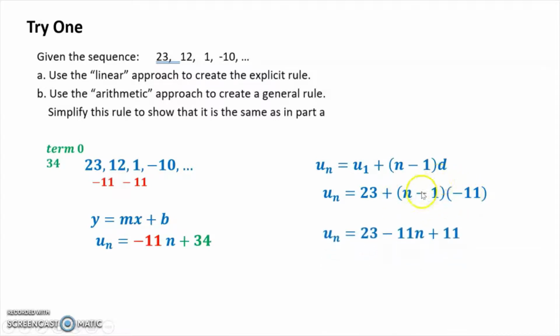Okay, negative 11 times n is negative 11n. Negative 11 times negative 1 is positive 11. Combine the 23 and the 11 to get 34, and we notice we have the same rule here. Great job. Hope it went okay. Let's look at the next one.